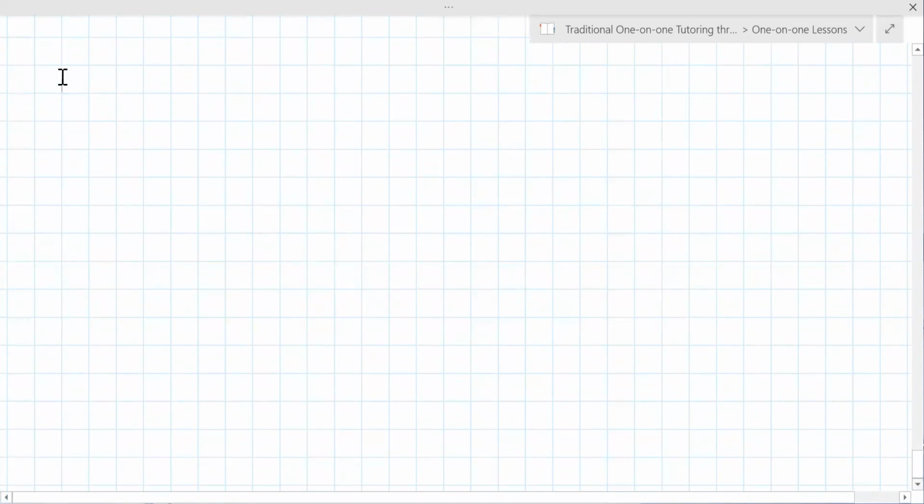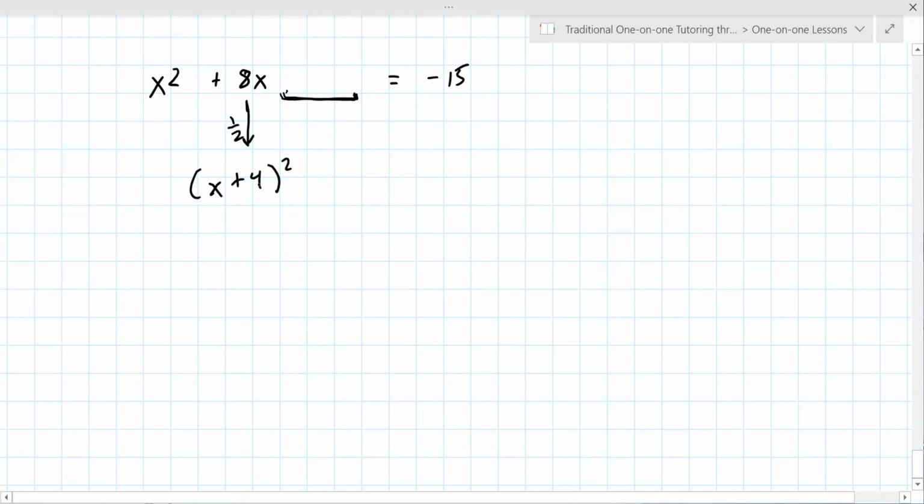All right, so let me give you some examples. Let's say I give you x squared plus 8x equals negative 15. So this is kind of the trivial case, where we're trying to figure out the number that goes here, and it's related to this number. So you have to take this number and you cut it in half. And then what goes here is that number squared.